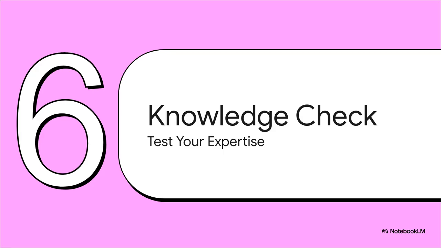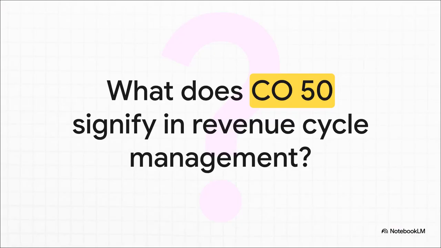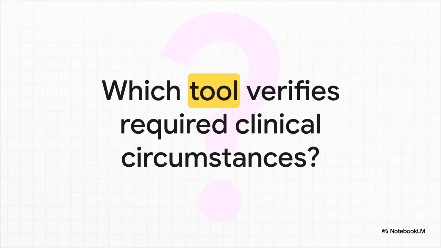Finally, Section 6. Let's do a quick medical necessity knowledge check to test your RCM expertise. Let's see what stuck from today's explainer. Question 1. What does Claim Adjustment Reason Code CO50 signify in revenue cycle management? Is it A, exhausted benefits, B, non-covered service, not deemed a medical necessity, or C, missing authorization? All right, question 2. Which tool should an AR associate use to verify if a procedure requires specific clinical circumstances? Would it be A, the NCD/LCD procedure to diagnosis lookup tool, B, patient demographics entry, or C, a clearinghouse syntax check?